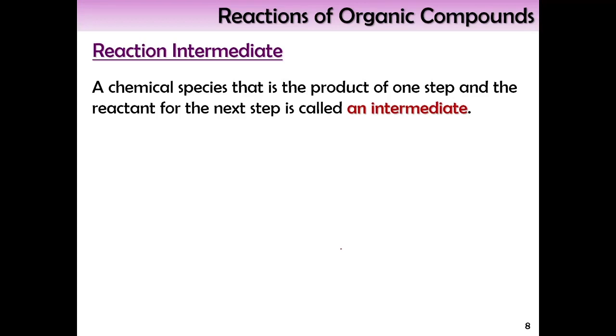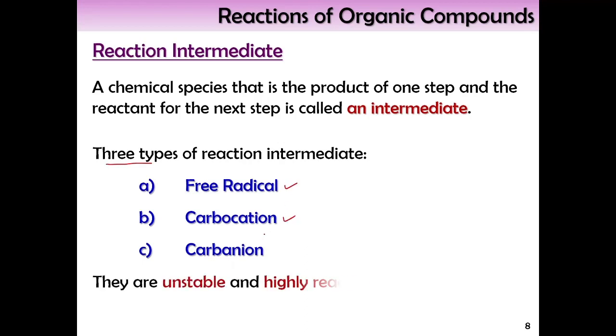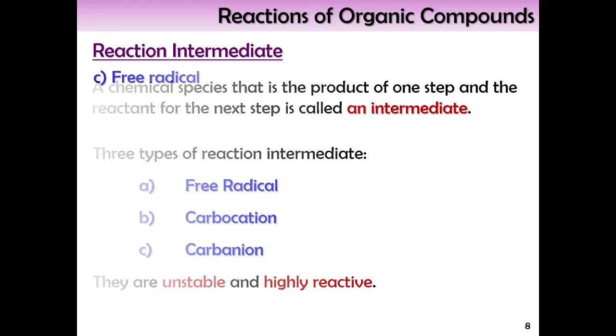Earlier we saw free radical, anion and cation. They are actually intermediates. There are three types: free radical, carbocation, and one more is carbanion. Carbanion is not in your syllabus, so we are only going to study free radical and carbocation. They are unstable and highly reactive.